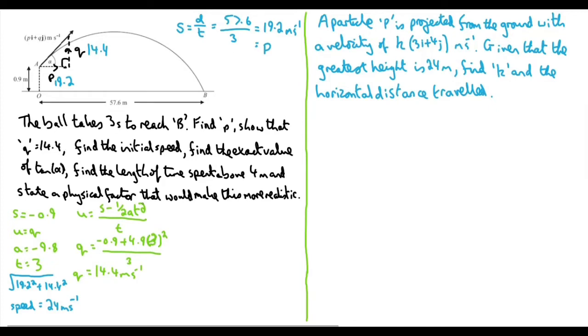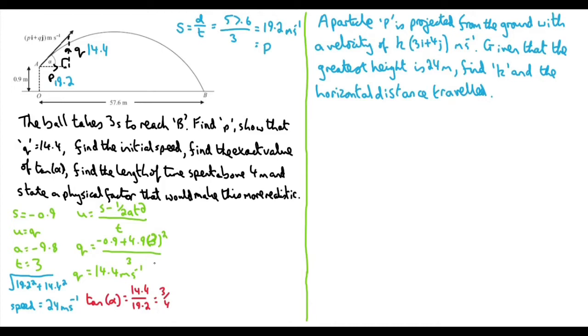Now, as for the exact value of tan alpha, because we don't need alpha itself, we can go straight in and say tan alpha will be the opposite over the adjacent. So that will be 14.4 over 19.2, which you can find is the same as 3/4, which is also what you would expect from what we had above in those previous examples, where sine alpha is 4/5 and so forth. Sorry, 3/5.